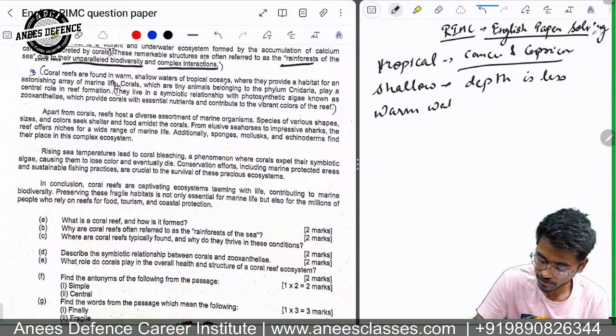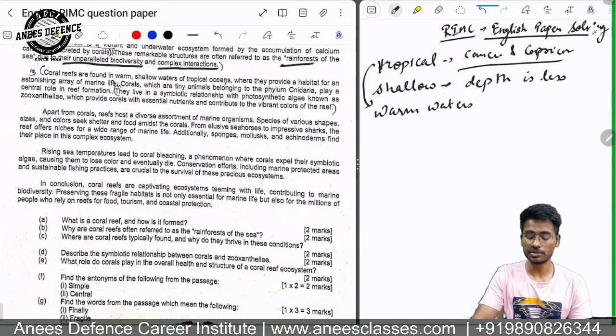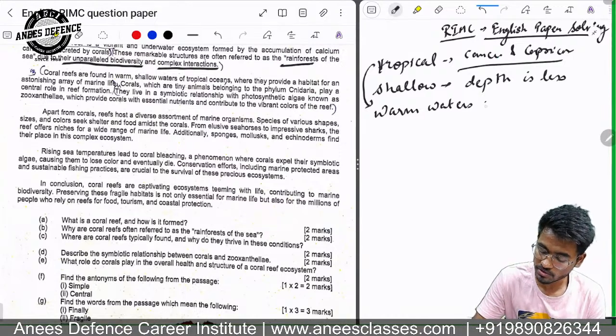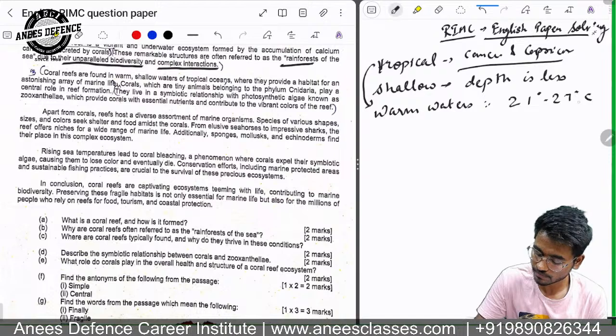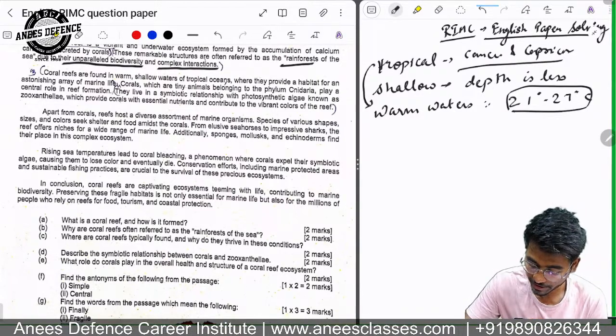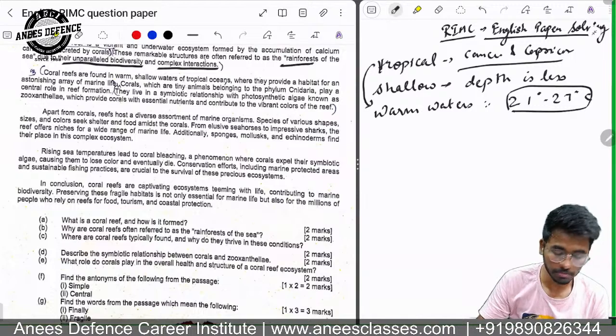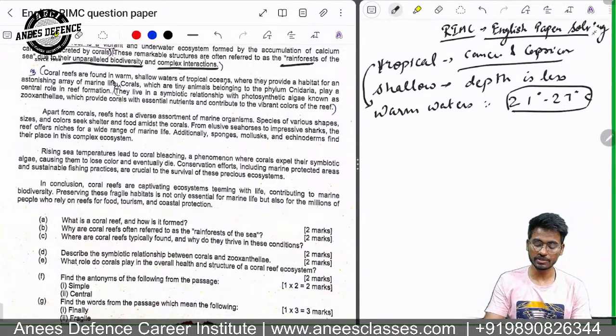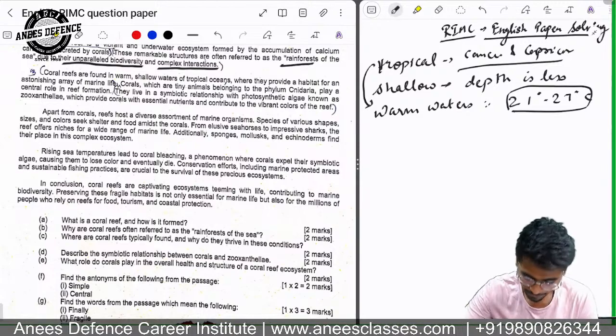Warm waters. Obvious. If we are talking about the tropical region, then it will be warm. The average temperature for the corals is approximately 21 degrees to 27 degrees centigrade, which is the temperature required, where they provide habitat for the marine ecosystem. So this is the correct answer. If you are writing all these three things, then yes, you'll get 2 marks.